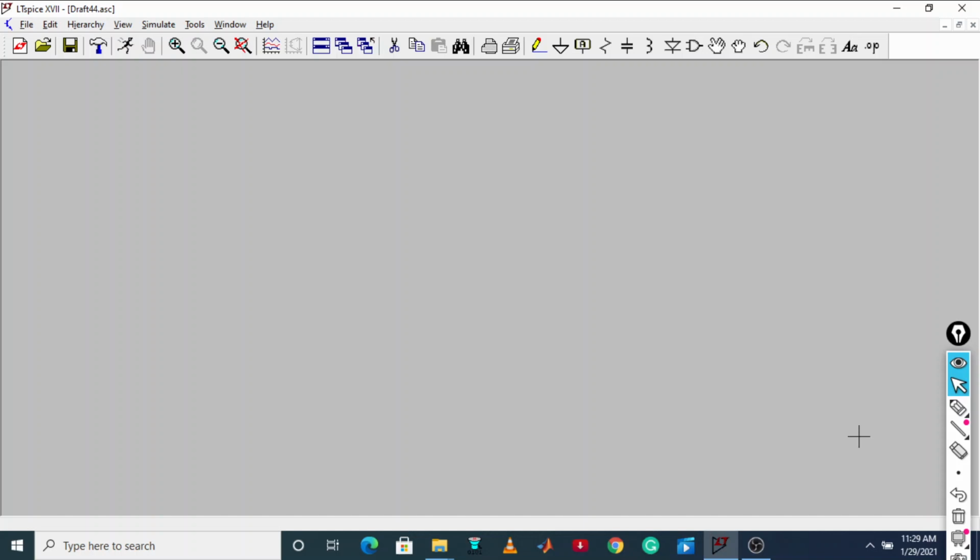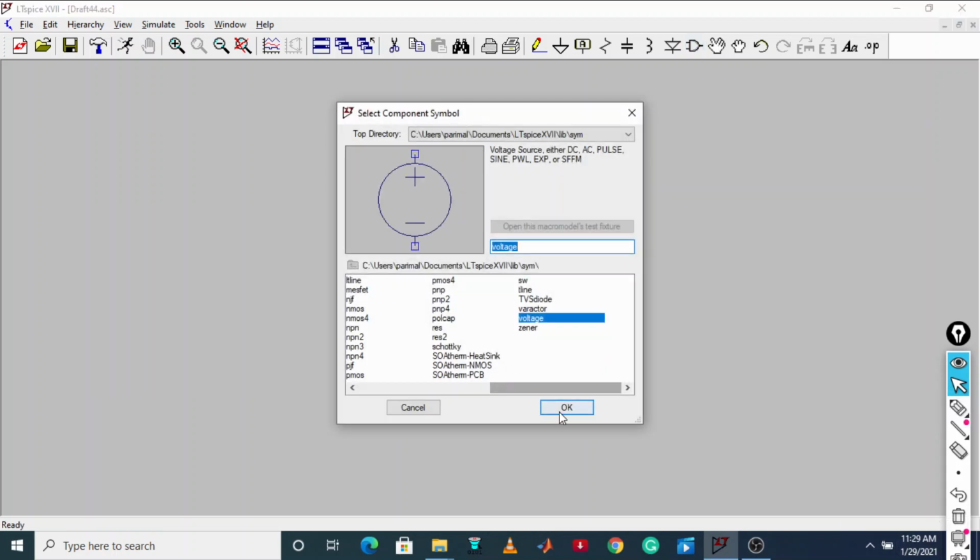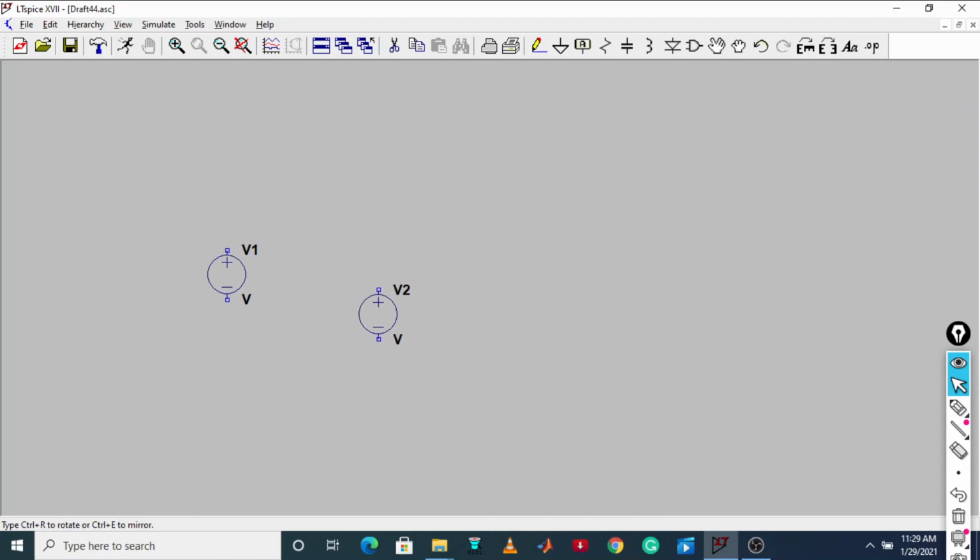Hello, today we are going to discuss the series RLC circuit. For that we are going to construct a series RLC circuit. Take the voltage source. This is the voltage source we have taken. Press the escape button. Now take the R.